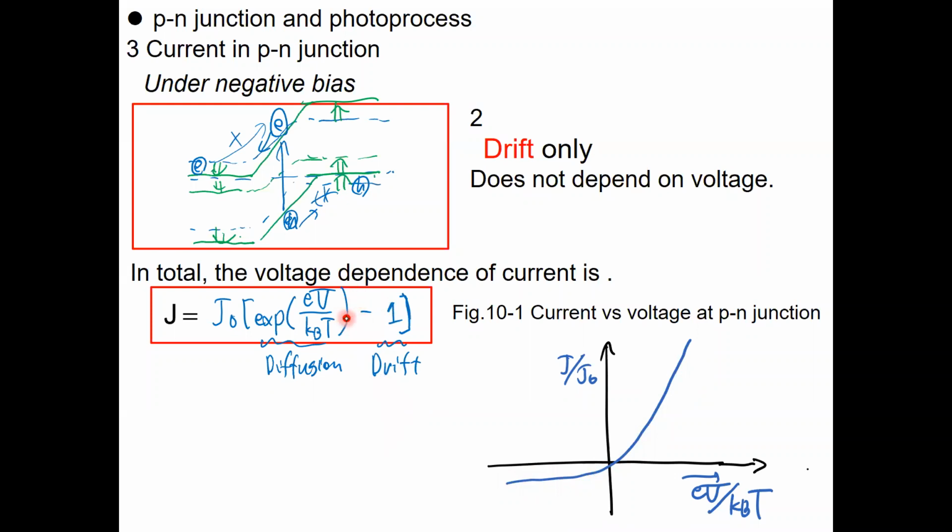So you could remind yourself that if the electron is going into the p side, that is the drift current. Electron going to the p side means positive current. And in the opposite direction case, you have a negative current.